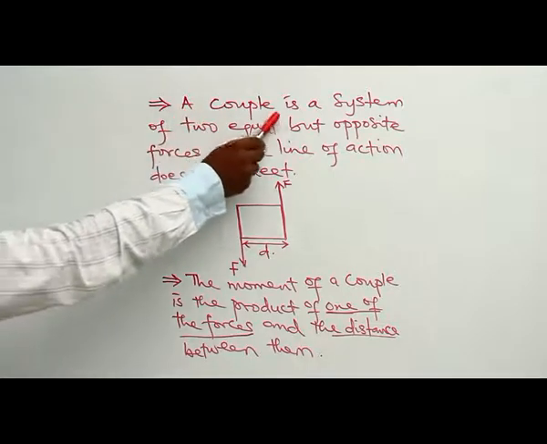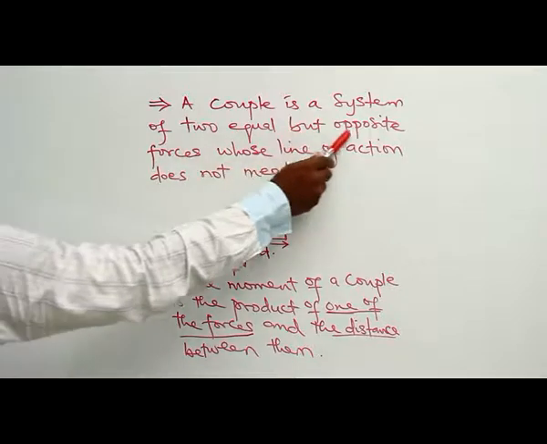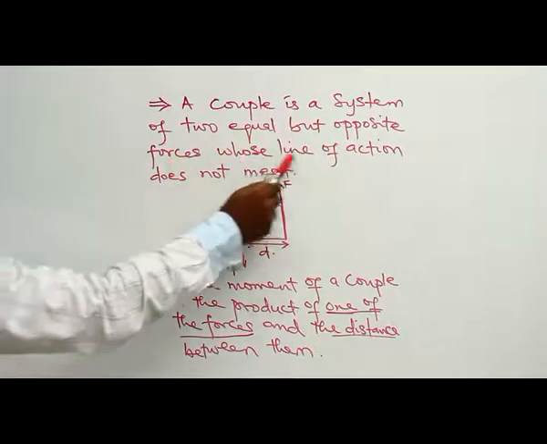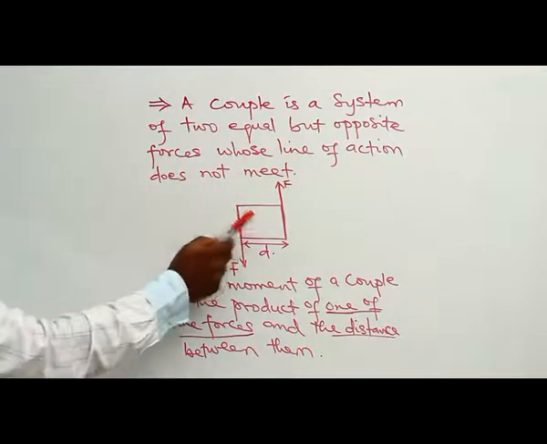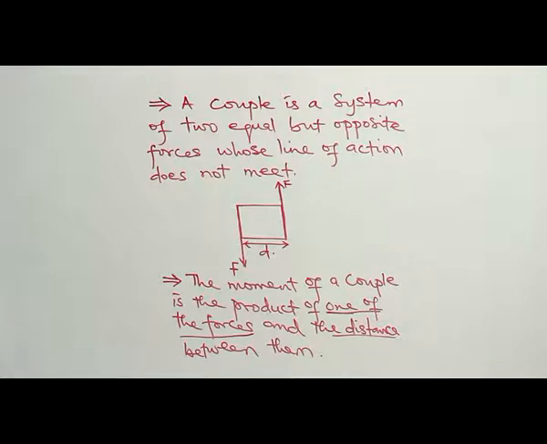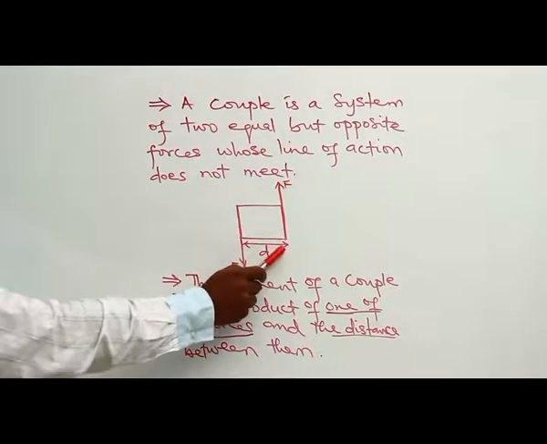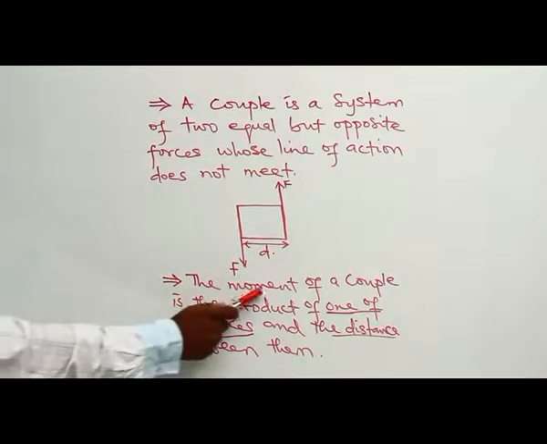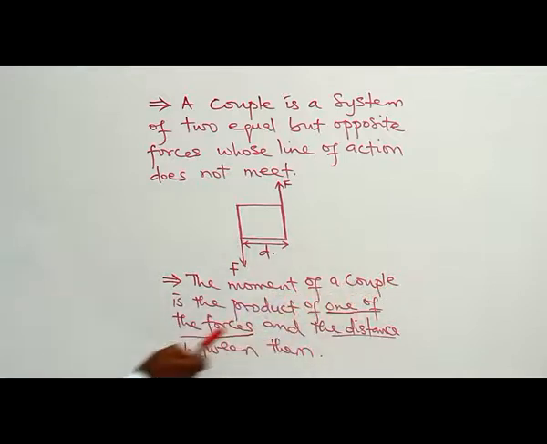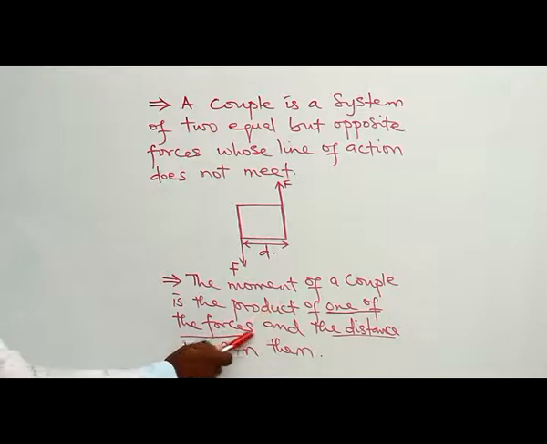A couple is a system of two equal but opposite forces whose line of action does not meet, as illustrated in the diagram below. The forces F are equal, and the distance between them, they act on this body. The moment of a couple is the product of one of the forces and the distance between them.